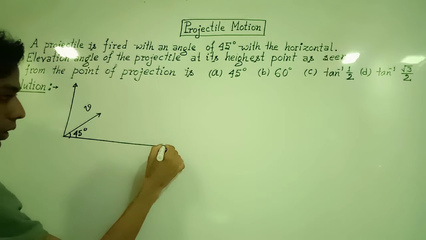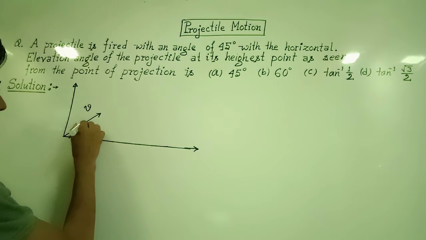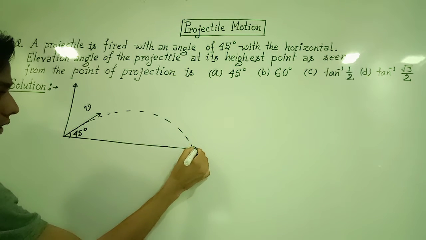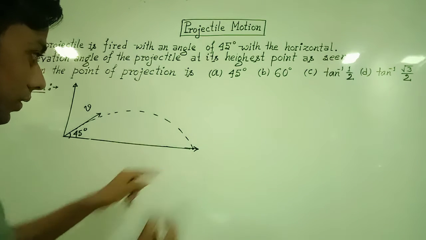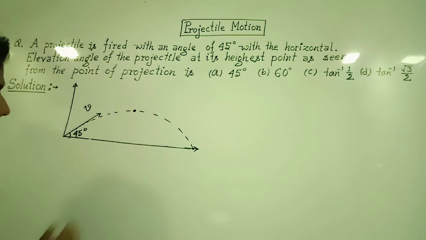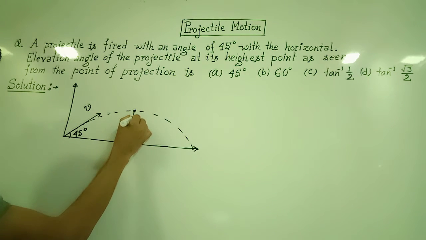And after that, we have to draw the trajectory of the particle. This is the trajectory of the particle. And it is again hitting the horizontal level at the ground at this point. Now let this be our highest point. At this highest point, if we join this point to the horizontal level, this height will be our maximum height h.